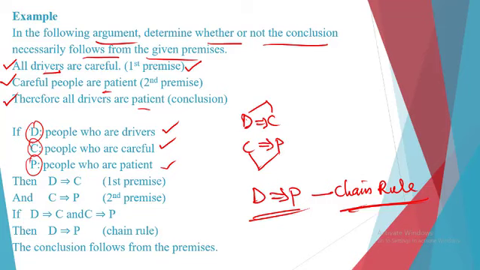Welcome back. So far, we've been able to deal with tautology and contradiction, and we've actually covered the chain rule too. So we'll stop here today.